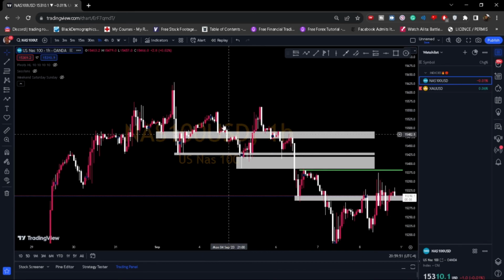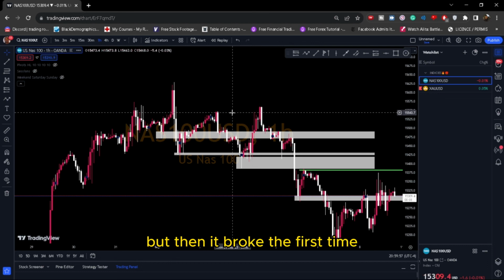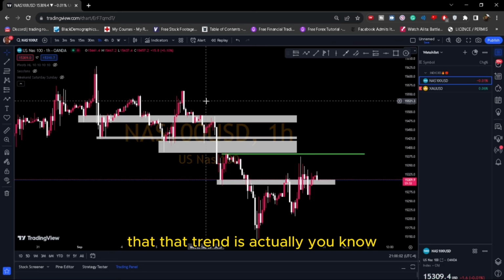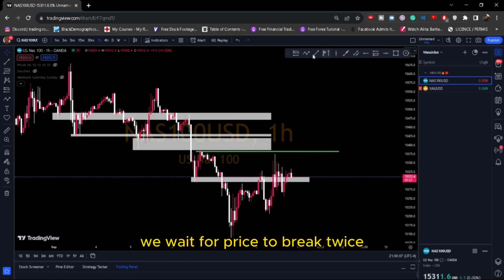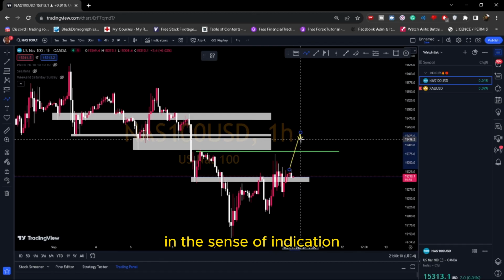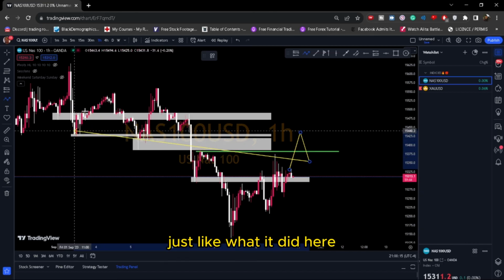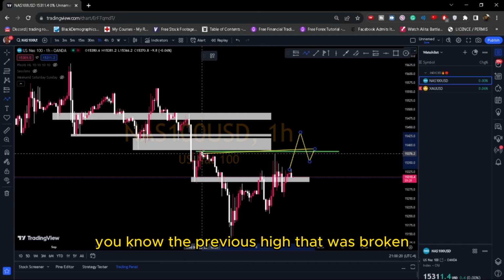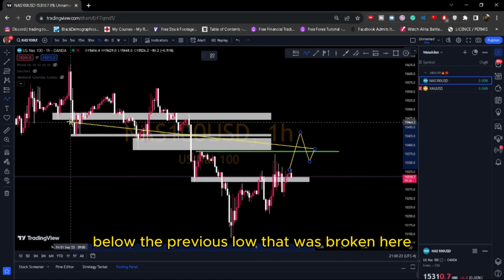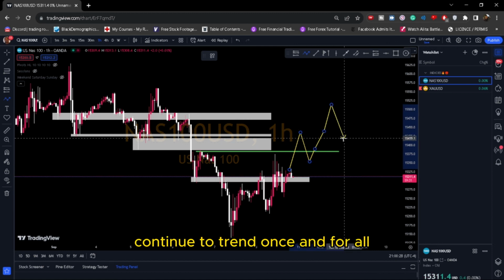Because if you notice here, price did this, above this high, and it broke the first time, but it didn't break the second time. So we're waiting for it to break the second time for us to determine that the trend is actually the trend itself. So for this buy here, we'll wait for price to break twice, in the sense of indication, breaking the first time with a body close, and then coming back to retrace, just like what it did here, to then find itself above the previous high that was broken. In this case, below the previous low that was broken here, to then I'll sell, to then I'll buy, basically, and then continue the trend once and for all.